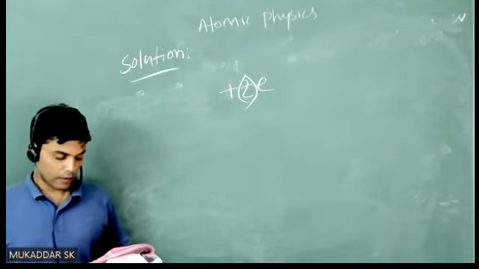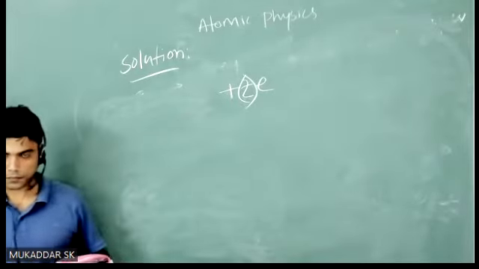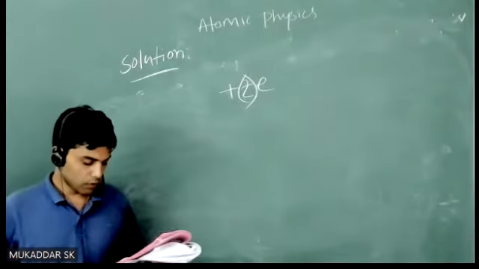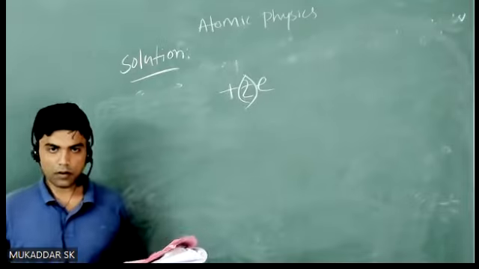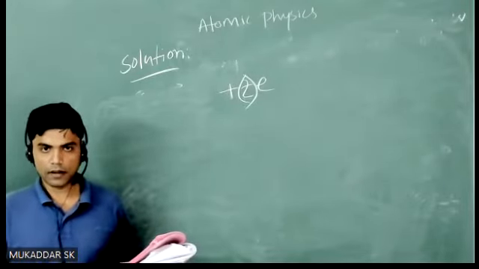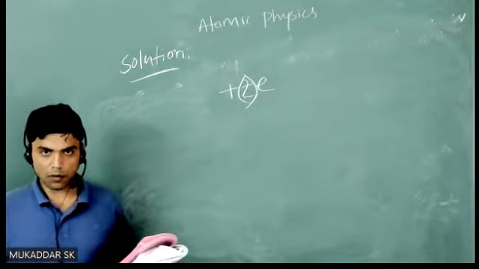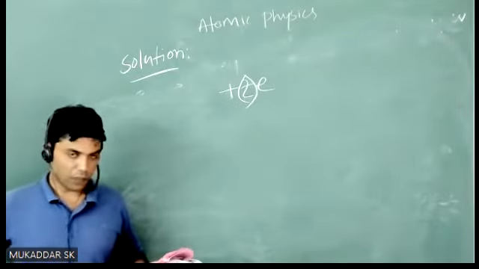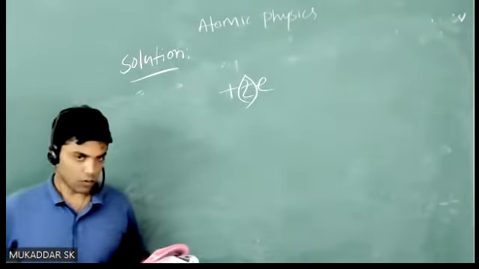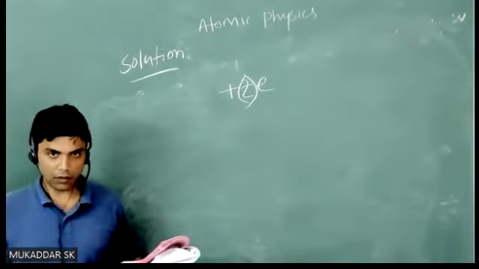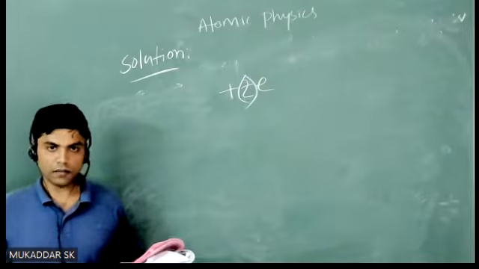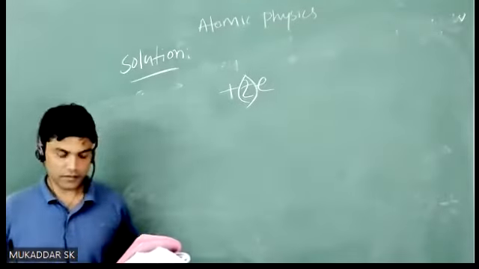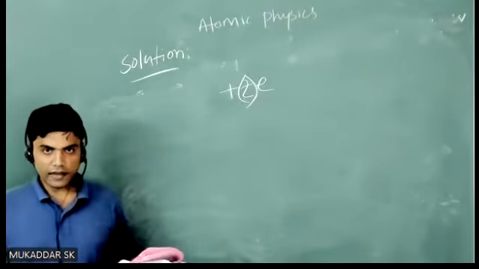Part D: calculate the kinetic energy, potential energy, and orbital angular momentum of the electron in the first Bohr orbit. Last part, that is E: calculate the radius of the first Bohr orbit.